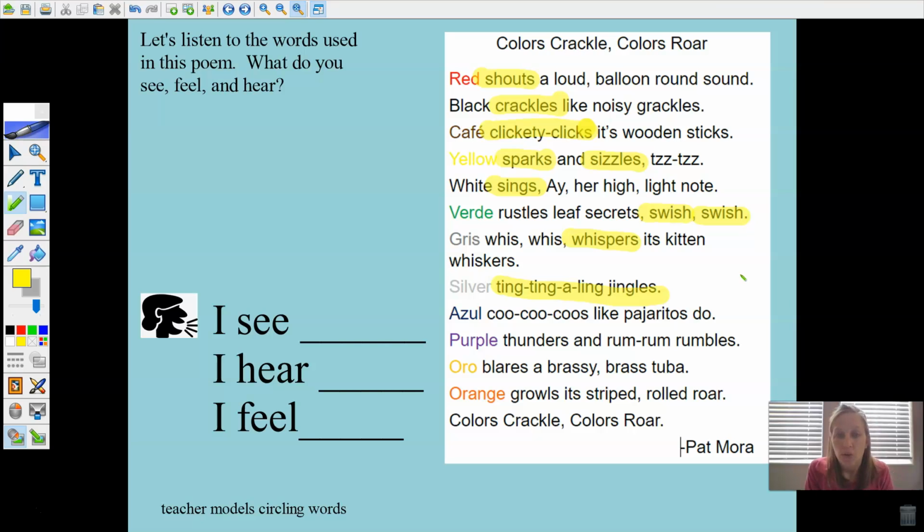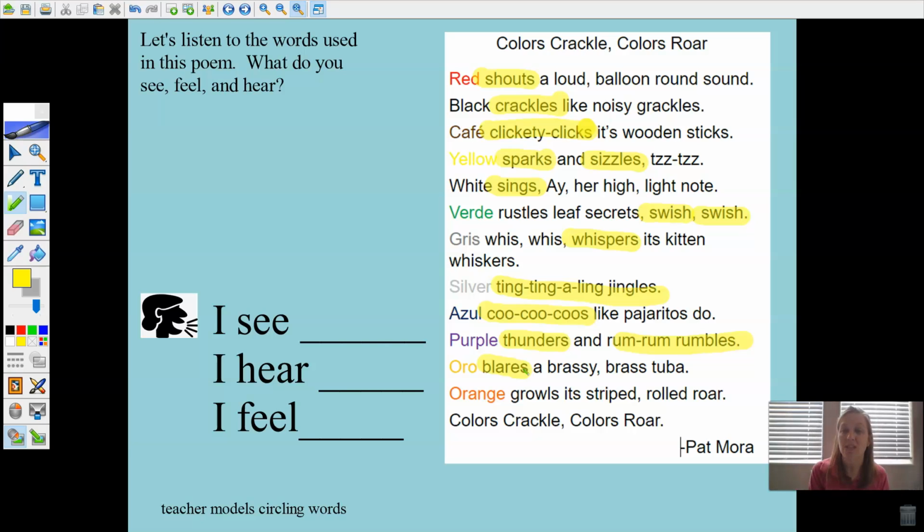Azul, which I believe is blue, cuckoo-coos like pajaritos do. Cuckoo-coos, you can hear that sound. Purple thunders and rumbles. I can hear rumbles, and I can hear thunders. Oro blares a brassy brass tuba. Blares means kind of in your face and loud. Blares, that's a word that makes me hear it.